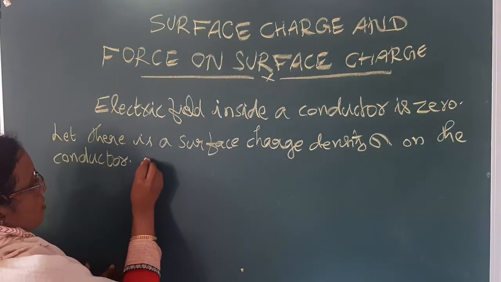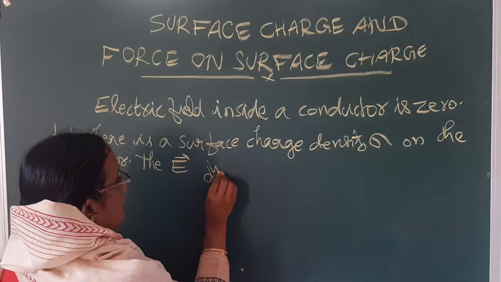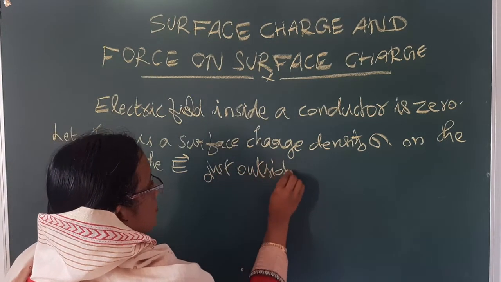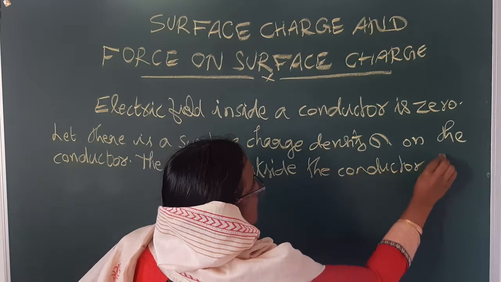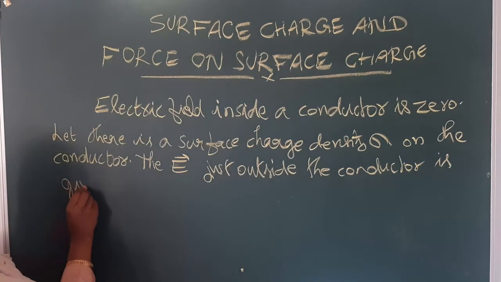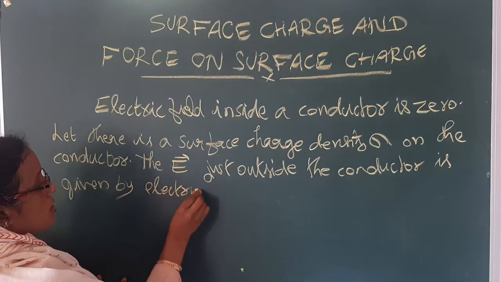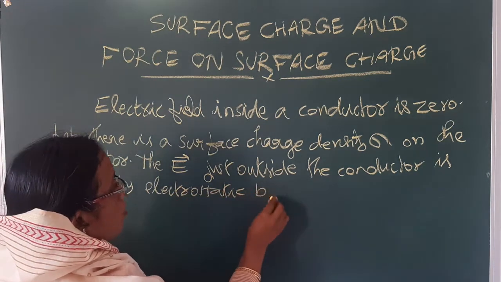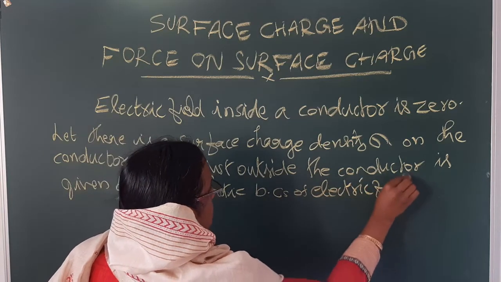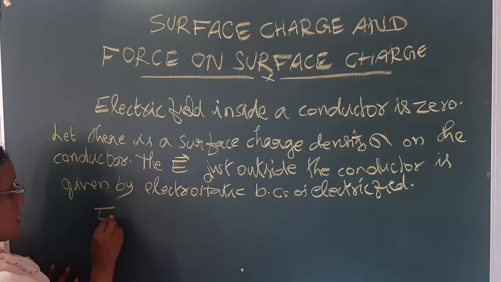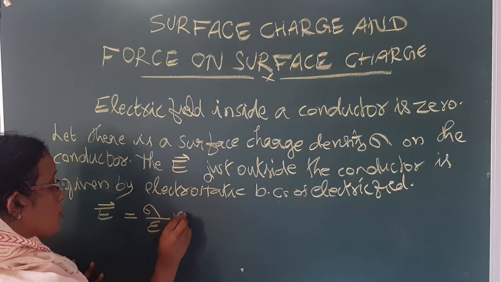So the electric field just outside the conductor is given by the electrostatic boundary conditions of electric field. That means the electric field just outside the conductor is given by sigma by epsilon 0 n cap.